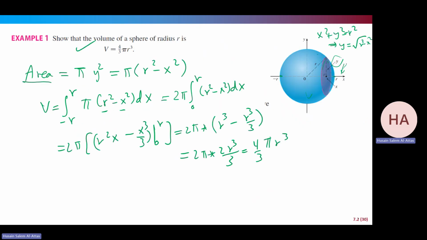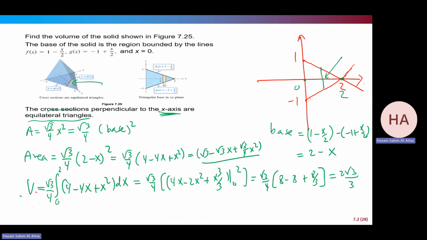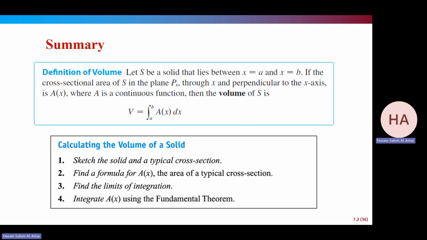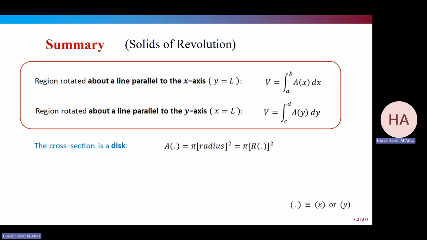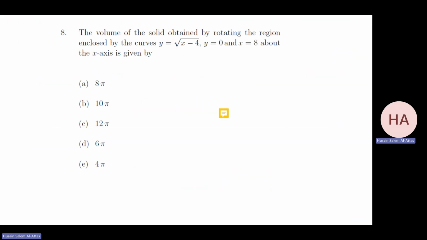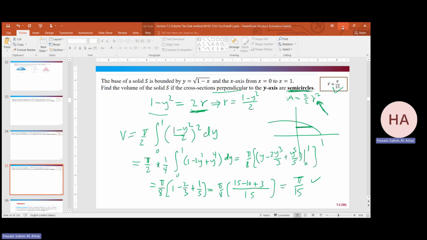Semicircles, okay. This is square. I think we did a good number of questions. I will stop here. We'll do a summary, then I will go back to what we did, then we'll do all the exams. I hope it's clear. Let me stop the recording. Thank you.